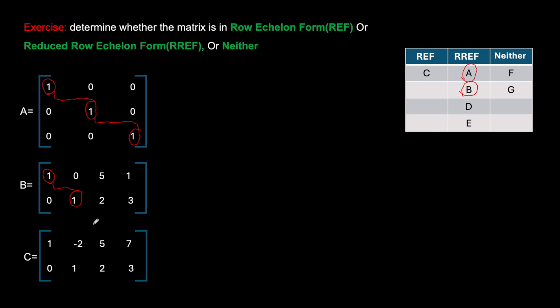Let's see this example also. We have 1, 0 below, nothing above, perfect. We continue. Here you see we have -2, and this is a problem because it has to be 0, so we cannot say it is in reduced row echelon form. In this case it is in row echelon form.